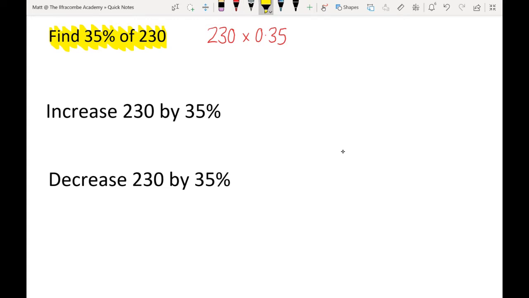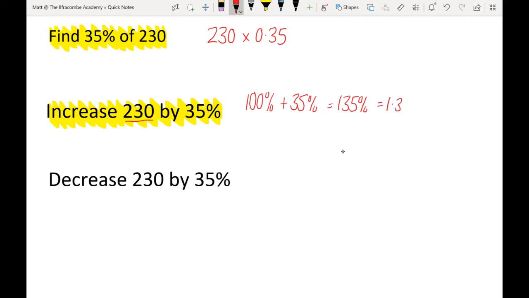And we can use a similar approach when we come to increase by a percentage. So to increase £230 by 35%, it's growing. So I'm going to end up with more than 230. And I could work out 35% and add it on. But there's a quicker way of doing it, a way of doing it in one go. And that's to say, okay, this amount here is 100%, that's what I'm starting with, and I want to add on 35%. So that's going to give me 135%. And the decimal equivalent of 135% is 1.35.